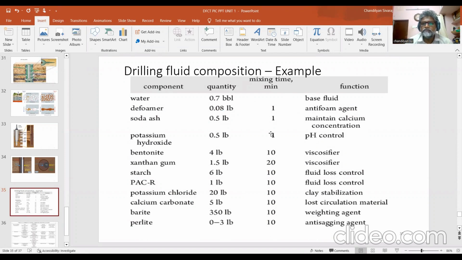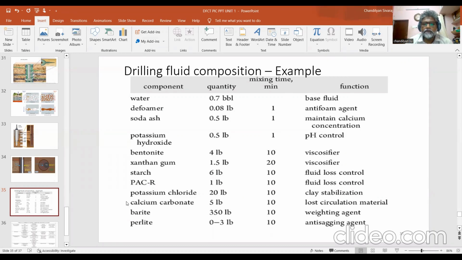And soda ash, what's the function? 0.5 pounds. Potassium hydroxide is for pH control. Bentonite or clay is a viscosifier. Xanthan gum is also a viscosifier, a natural gum from trees. Starch is for fluid loss control, 6 pounds.